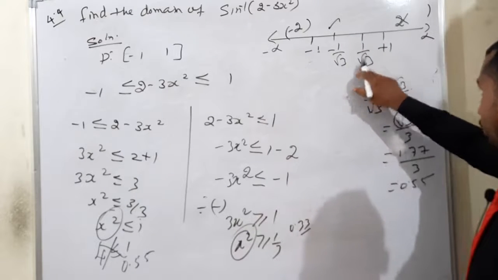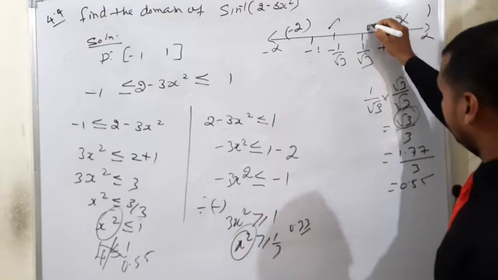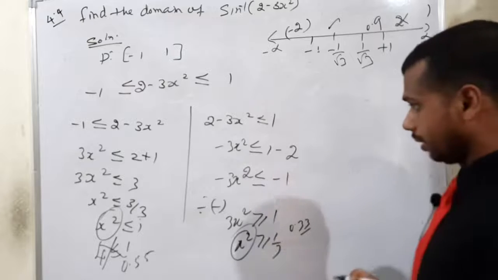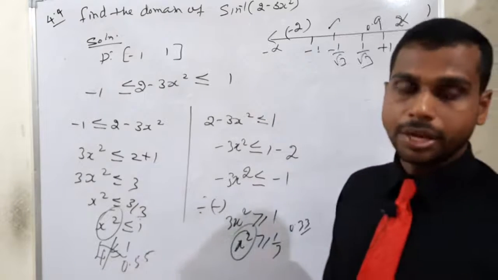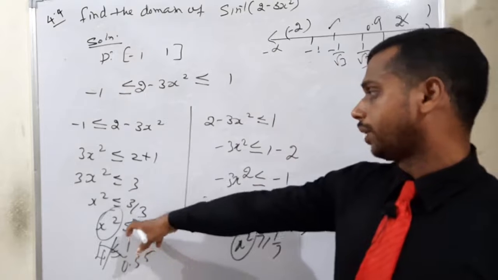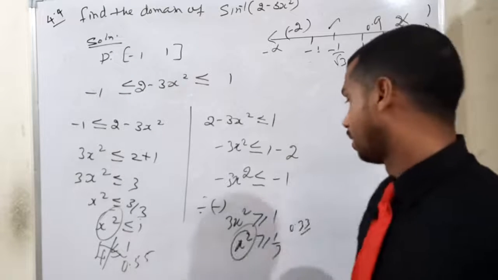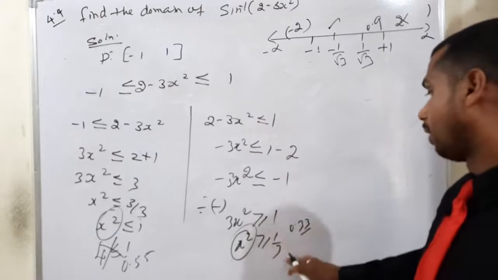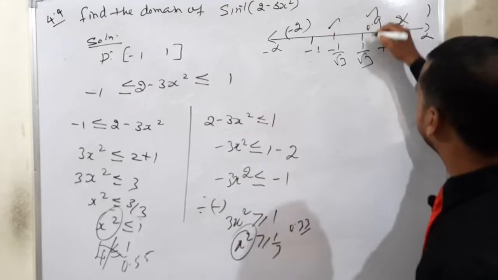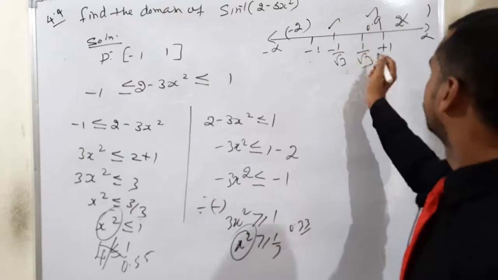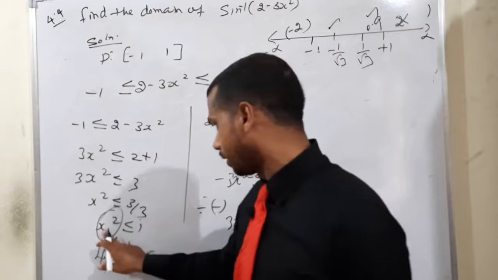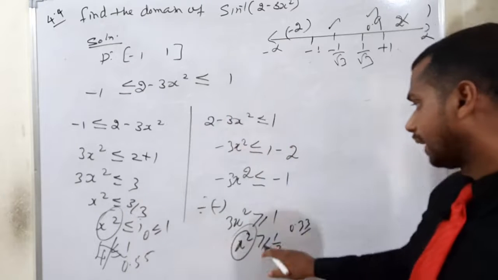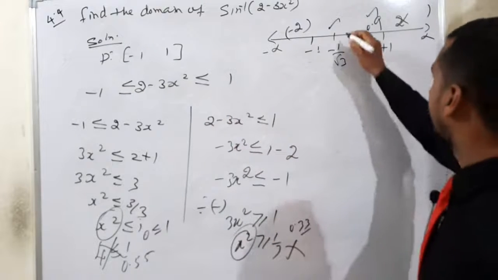In between 1 by root 3 and positive 1, I will consider 0.9, what will happen? 0.9 the whole square means 0.81, isn't it? 0.81 compared to 1, it's a possible case. Here also 1 by 3, 0.81 is definitely greater than 0.33. So 0.9 is also possible. What about 0? Consider 0: the first case is clear, 0 less than or equal to 1, but the second case, 0 greater than or equal to 1/3, is definitely not possible. So 0 is also not possible.